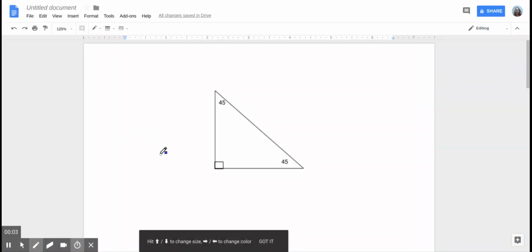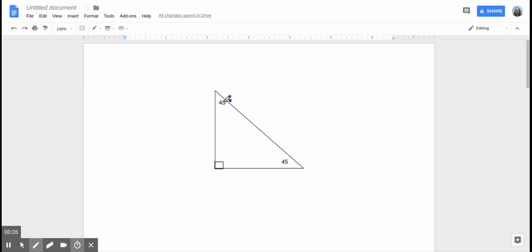Hi, today we're going to look at special right triangles. We have learned about the Pythagorean theorem, which we can use to find the missing side of a right triangle. But today we're going to look at two special cases. One is the 45, 45, 90 right triangle, whose angle measures are 45, 45, and 90. And the other being a 30, 60, 90, whose angle measures are 30, 60, and 90.